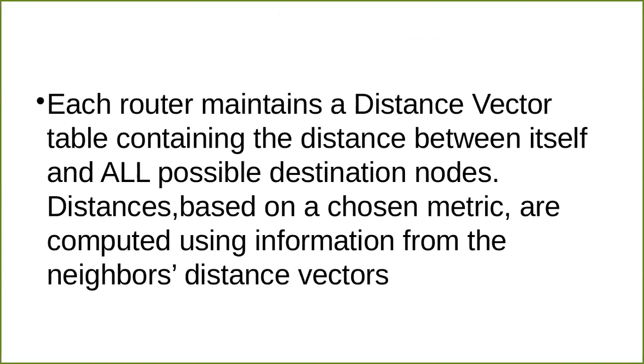We all know that there are n number of routers through which the packet might have to reach the destination. So each router maintains a distance vector table containing the distance to itself and to all the possible destination nodes. How we calculate the distance is based on the distance advertised by the neighbors. Each neighbor will be advertising a distance to a destination or a given node. Based on that, we calculate how much will be the total distance to reach the destination.